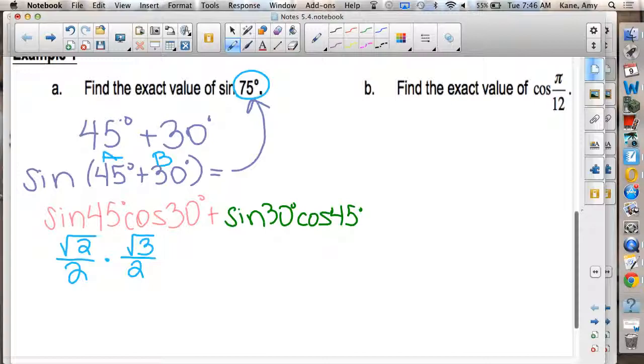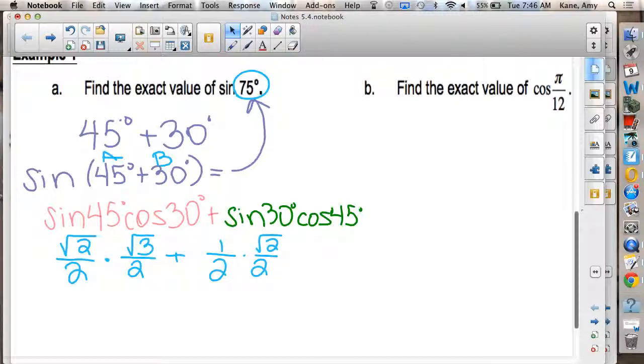And then you're adding that to the sine of 30. That's where my 1/2 is. And the cosine of 45 is also the square root of 2 over 2. So we're using stuff that we know from the unit circle, and we're applying it to a formula to see if we can get an exact answer.